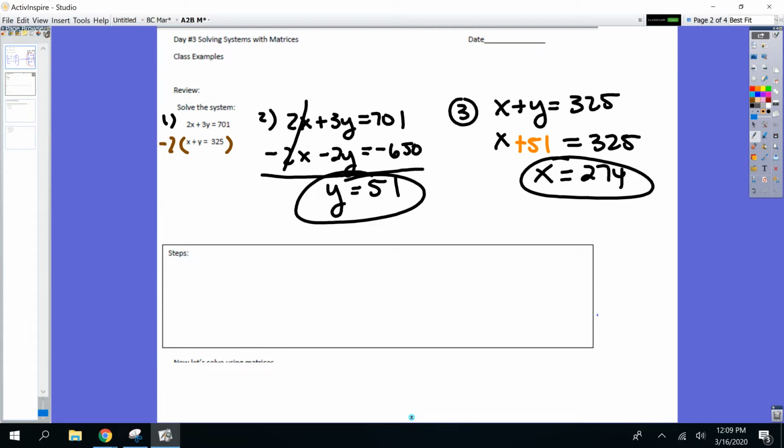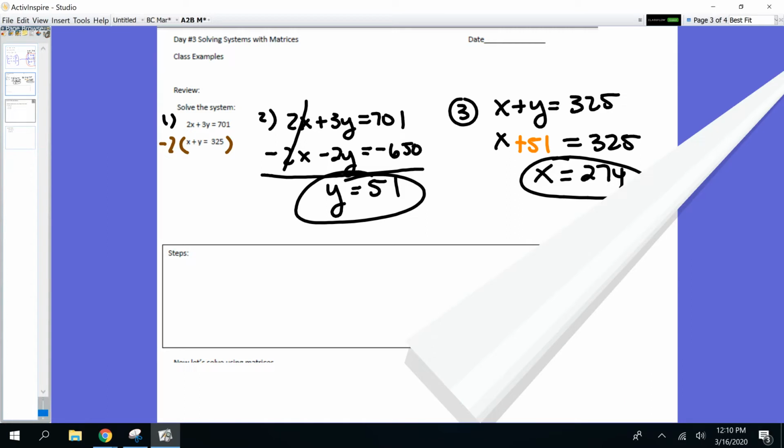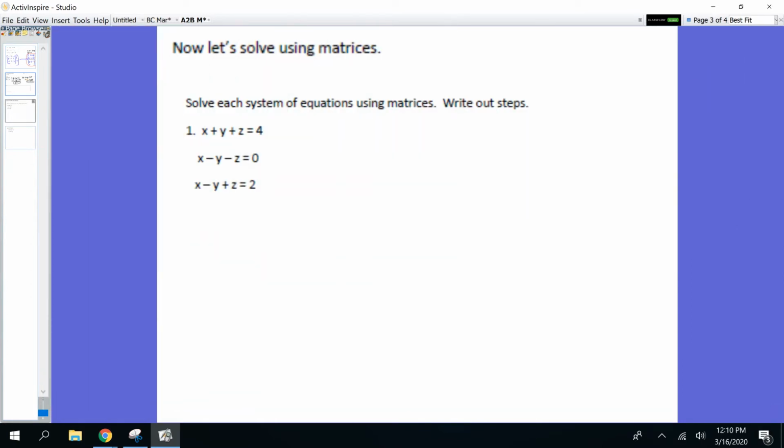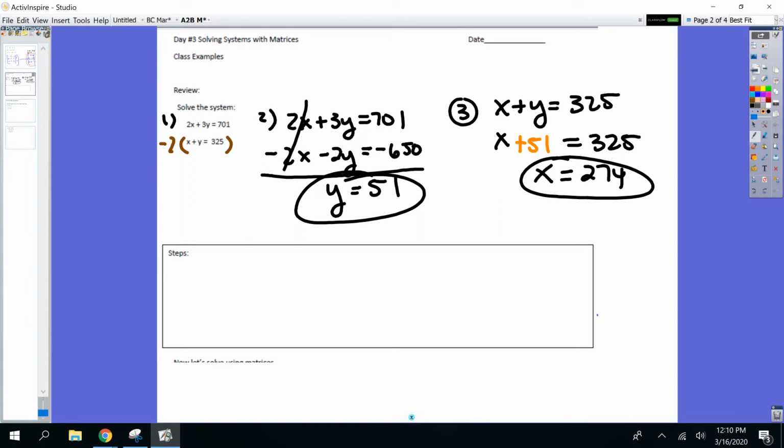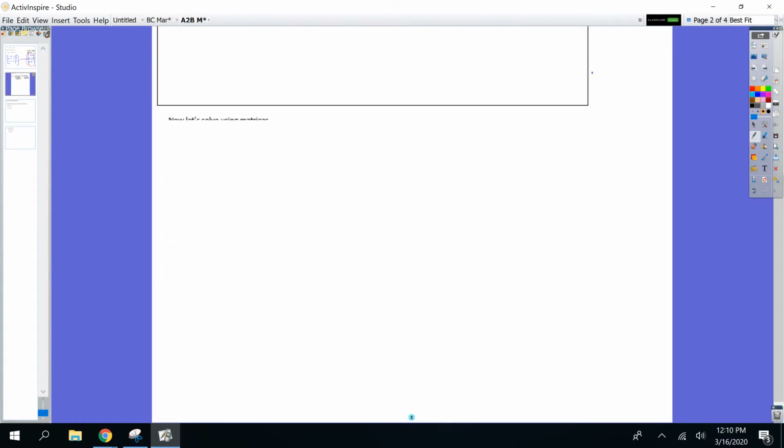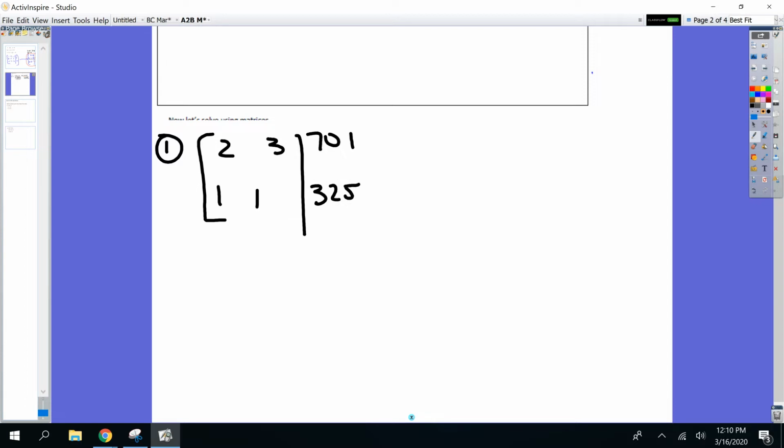Now what I want to do is take that same system and solve it using matrices. I'm not going to worry about the steps. You'll pick it up as we go along. So let's solve this using matrices. Going back, at the bottom we're going to do this step by step. Here's step 1: I'm setting up my matrix. Take the numbers out in front: 2, 3, 701, and then 1, 1, 325.